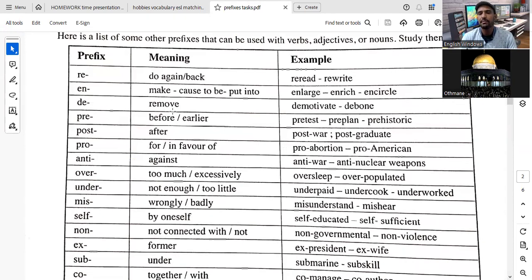De mostly means remove. To de something means to remove that. Demotivate, just like we remove motivation. You demotivate someone, or someone feels demotivated, that means he feels demoralized, and he lost motivation and interest in something. And then to debone, that means to remove the bone.